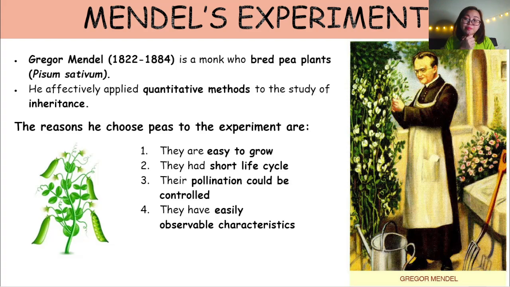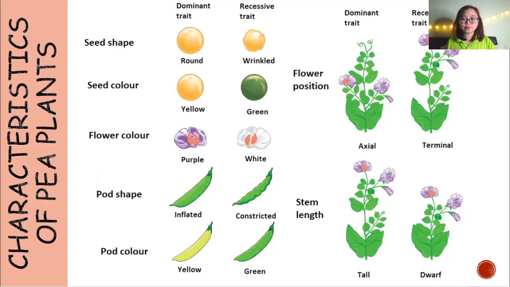And number 3, their pollination could be controlled. It's important to have plants with easy to control pollination, so you know exactly what you cross them with. And number 4, they have easily observable characteristics. We're going to look at the characteristics of the pea plants that Mendel chose. Okay, tadi point keempat, they have easily observable characteristics.